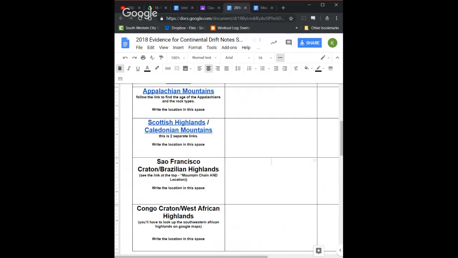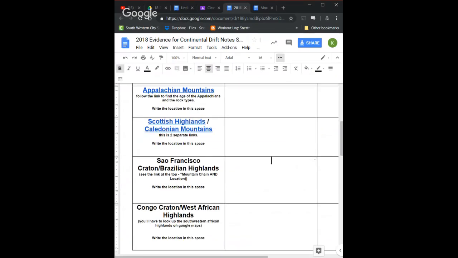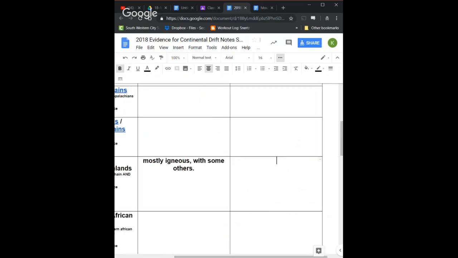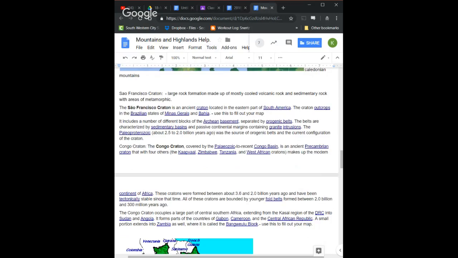Okay, so the São Francisco Craton, what types of rocks do you find here? It's going to be mostly igneous with some others, but that's good enough for that, okay? And then the age, you're going to have to find this. Smiley face, okay. Where are you going to find it? Probably right up in here. Oh, look, I don't want to have to do all the work for you, but it's right there. You see it? Okay, cool.